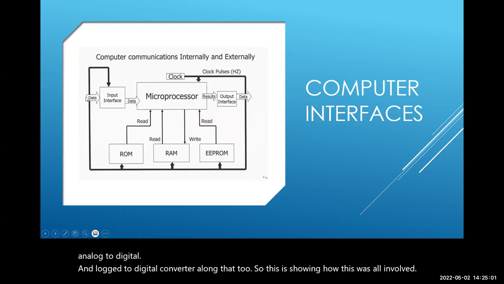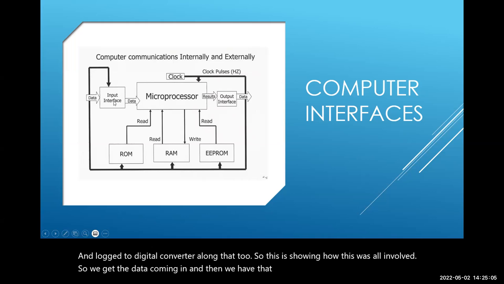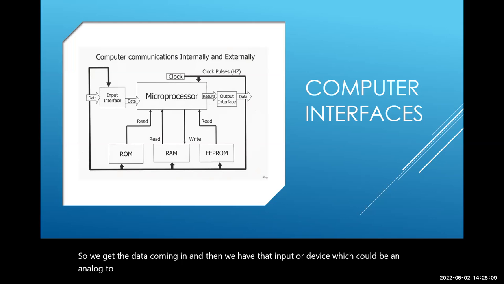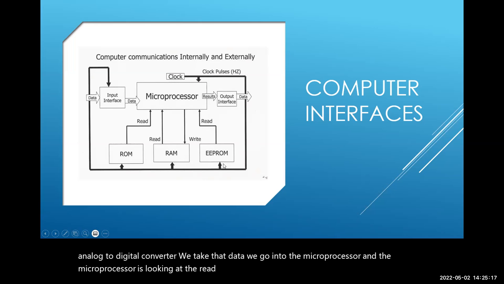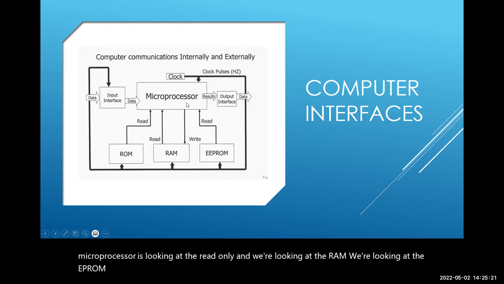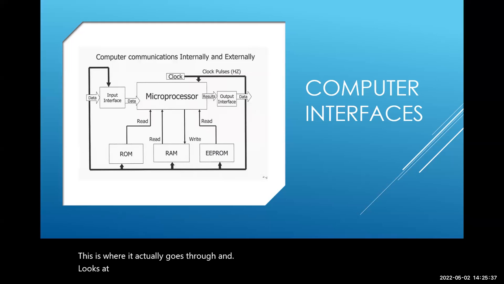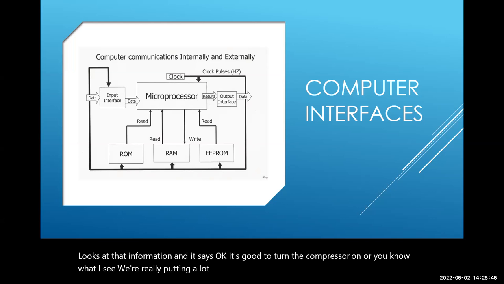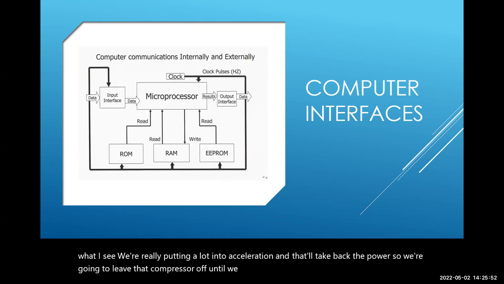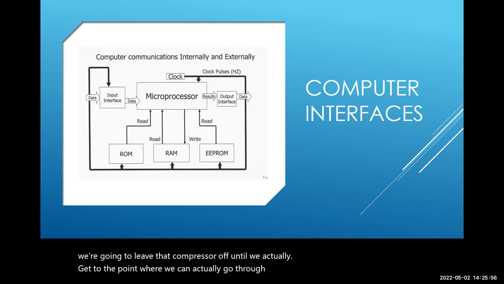So we get the data coming in, and then we have that input device, which could be an analog to digital converter. We take that data into the microprocessor, and the microprocessor is looking at the read-only memory, the RAM, and the EEPROM, and then when it does all its calculations, it puts out an output. It either turns on the compressor or moves the stepper motor. It looks at that information and says, okay, it's good to turn the compressor on. Or, you know what, I see we're putting a lot into acceleration and that'll take back the power, so we're going to leave that compressor off until we get to the point where we can turn the compressor on when it's more of a steady pace.